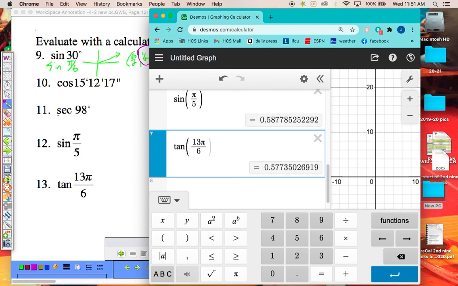All right, so for 9 through 13 on the board, make sure you're in the right mode, however you're doing it. Make sure you round to 3 decimal places. Number 11, the secant. Can you do secant of 98 in Desmos? On your calculator, you need to do 1 over the cosine of 98. It's going to get you to the same place. Don't try to do secant in your calculator without doing 1 over the cosine. Nothing else works. All right, so that's the rest of the lesson for today.